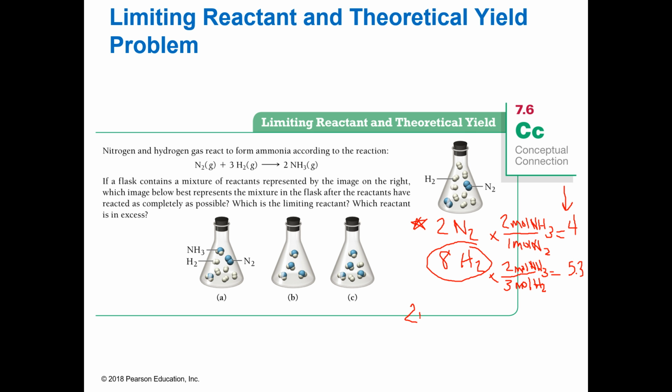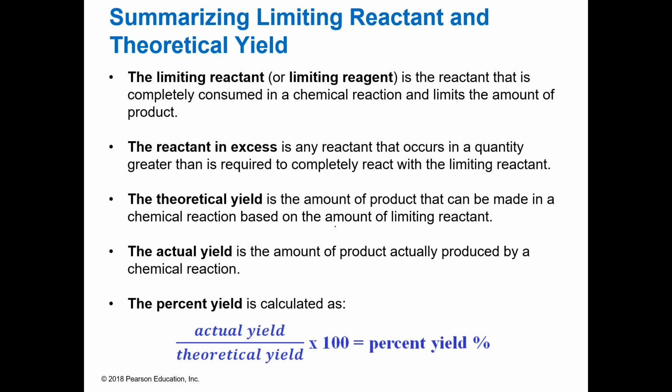So if the 2 moles of nitrogen react, how much hydrogen also reacted? So I'm going to use this ratio, 1 to 3. So 1 mole here of nitrogen, and then the 3 moles of hydrogen. So if the 2 moles of nitrogen reacted, that means 6 moles of hydrogen also reacted. I started with 8, so there's 2 left over. So this would be our answer. Hydrogen would be in excess, and nitrogen would be our limiting reactant.